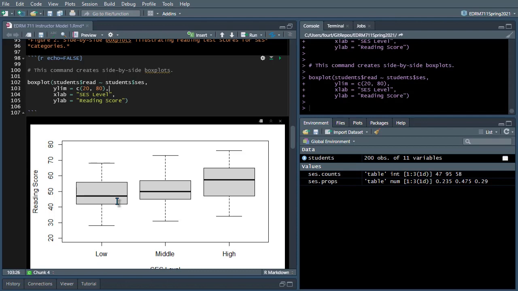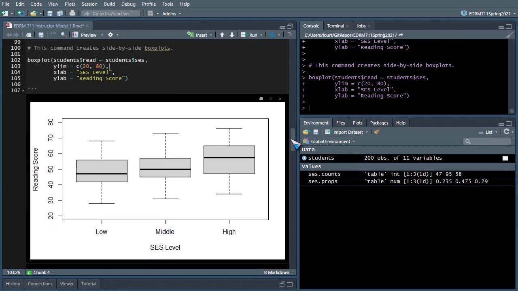That is, your table of statistics should match your graph that you're using. So I need some statistics. And notice they're going to be conditional on SES level. So I need statistics for low, for middle, for high.